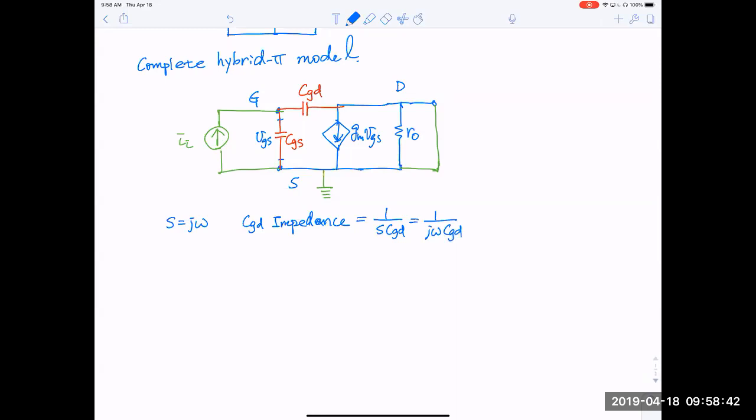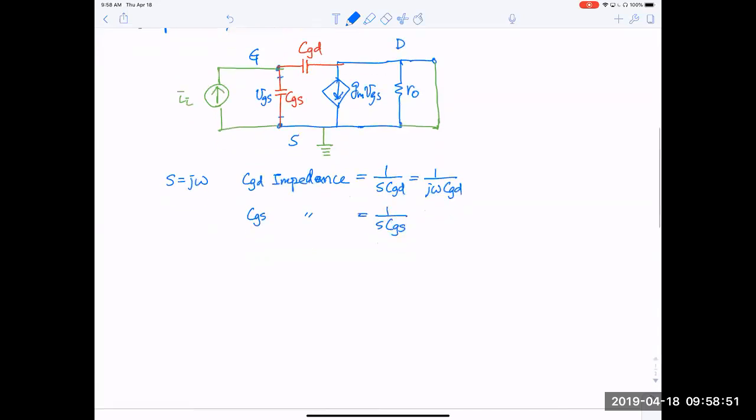And likewise, CGS impedance is equal to 1 over sCGS, all right? So the rest is the same. We just treat this capacitor like a circuit element using impedance rather than the capacitance value. So in other words, we treat them kind of like a resistor, except its resistance is a complex value. All right, so we do basically KCL.